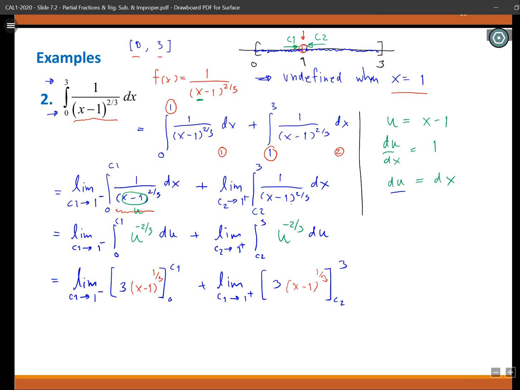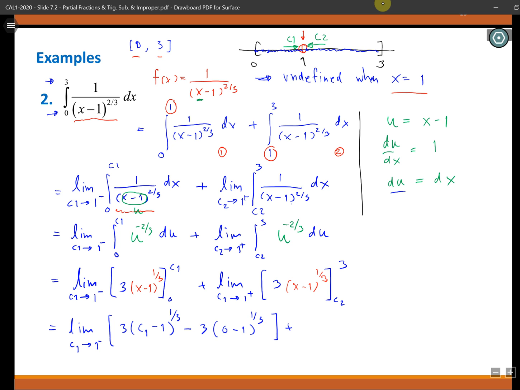Alright, now let's evaluate this result at two points, upper bound and lower bound. So here we have this limit. Once again, it's a lot of writing. Limit as C1 approaches 1 from the left hand side, and here we have 3 times, I'm going to put C1 in right here, C1 minus 1 to the power of 1 over 3, minus 3 times 0 minus 1 to the power of 1 over 3. Alright, so that is the first term.